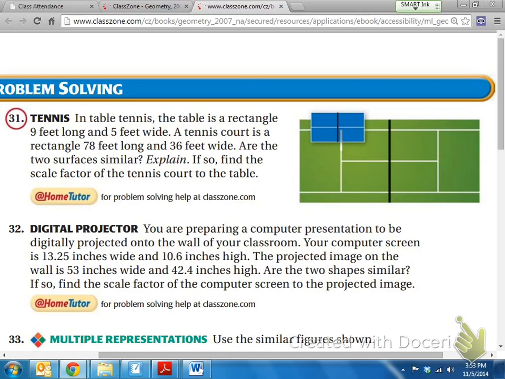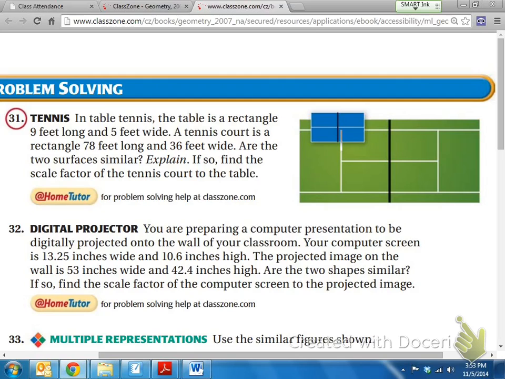long and 5 feet wide. A tennis court is 78 feet long and 36 feet wide. Are the two surfaces similar? So what it's asking is, is the model the same dimensions as the real thing? Or is the scale factor, the ratio between the length and the width of the two different surfaces, similar? Are they the same ratio?